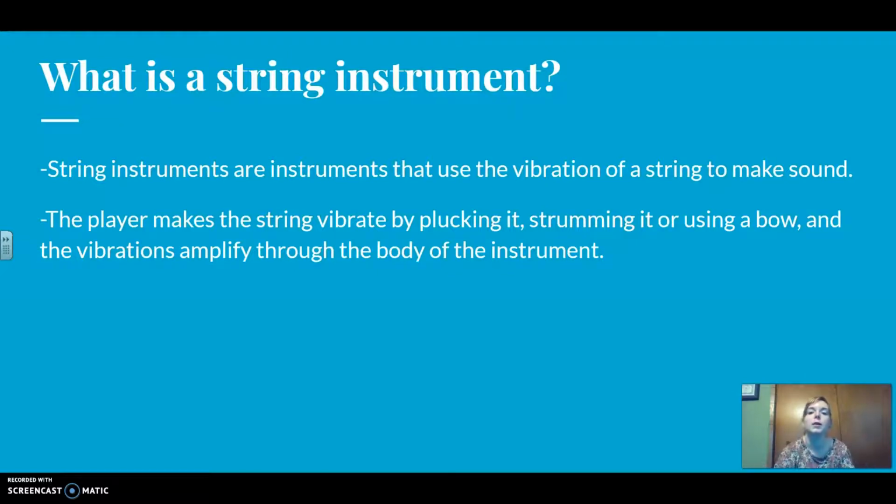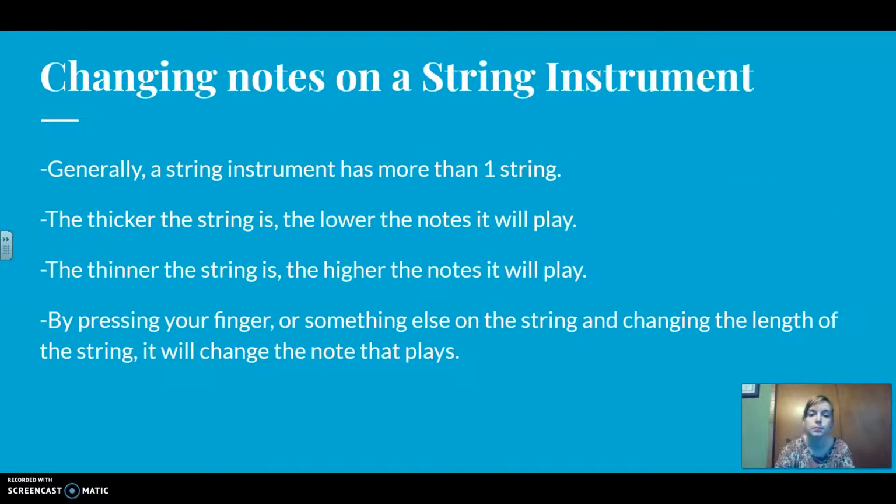So we've talked about how sound is produced by vibrations. On a woodwind instrument, it's usually the reed that vibrates. On brass, it's your lips and the mouthpiece. On percussion, you're either hitting or shaking something, and on a string instrument, the string is actually vibrating to make the sound. The player will make the string vibrate by plucking, strumming, or using a bow, and the vibrations will amplify through the body of the instrument.